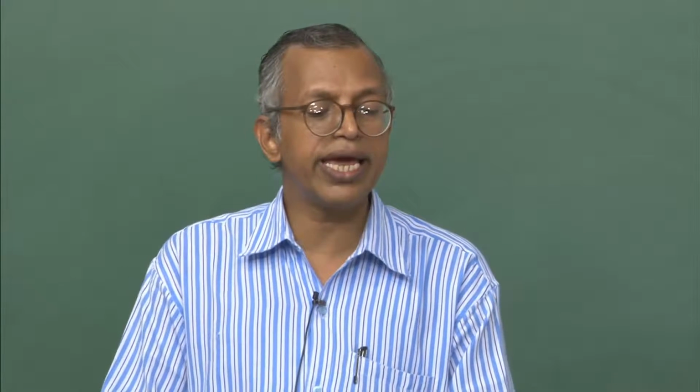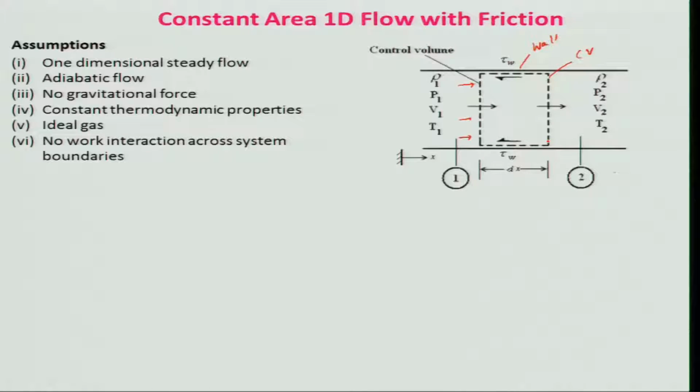So, let us make the usual assumptions: one dimensional steady flow, adiabatic flow, no heat being added, no gravitational force, and an ideal gas with constant thermodynamic properties. That means it is basically a calorifically perfect gas, and no work interaction across the system. That means if I take this control volume, there is no work interaction.